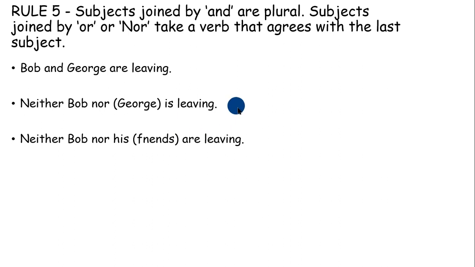I hope that's clear. Let's look at one more sentence. Neither Bob nor his friends are leaving. So again, Bob and friends are joined by the word nor. Now in this case, you will take the last subject. The last subject in this case is friends. Is it singular or plural? It is plural. So in this case, it will take on a plural verb, and the plural verb is are. Neither Bob nor his friends are leaving. So that is rule number 5.